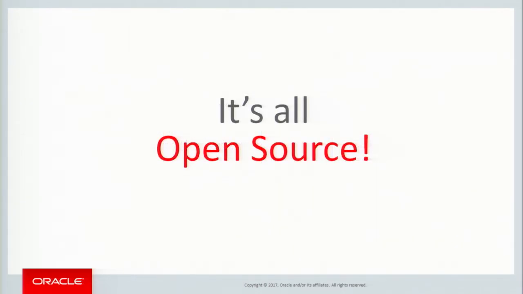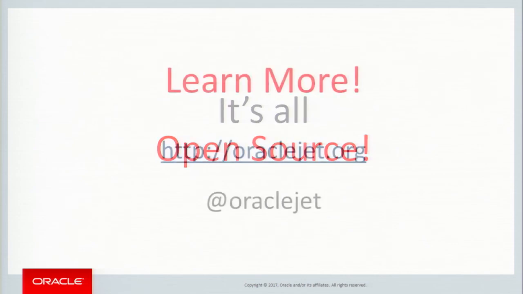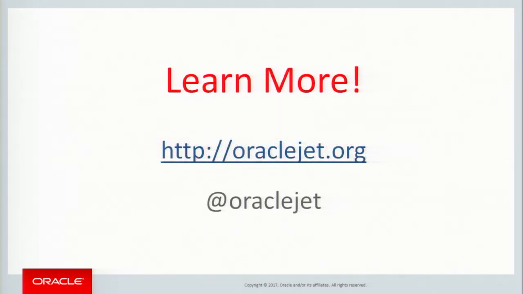And it's all open source. We are open source under the Universal Permissive License, which is actually a step better than the MIT license. It's basically one step away from being public domain. You can learn more about that from oraclejet.org, or you can follow us on Twitter at oraclejet. So that's it.